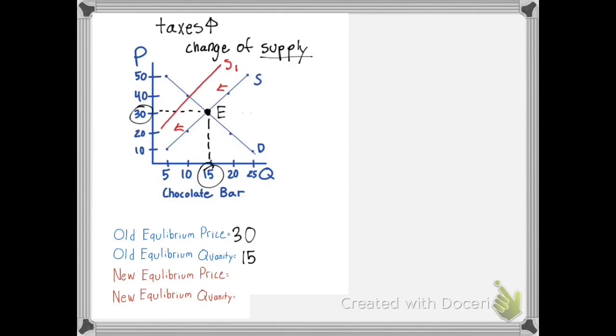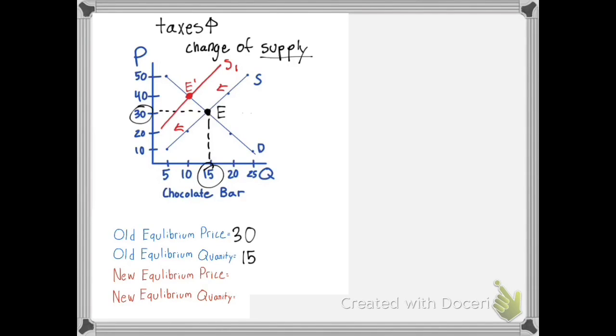This red line is the new supply line, and once the line shifts, we also get a new equilibrium. And to find the equilibrium, we just do the same thing. Look for the point where the supply and demand cross, and it would be right here. Label it E1. So that's the new equilibrium.